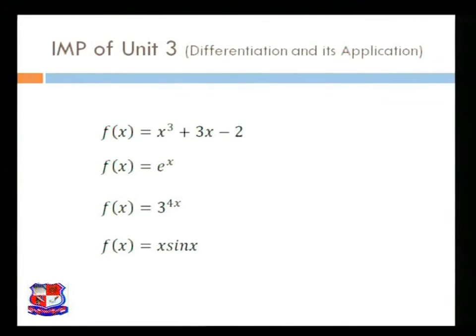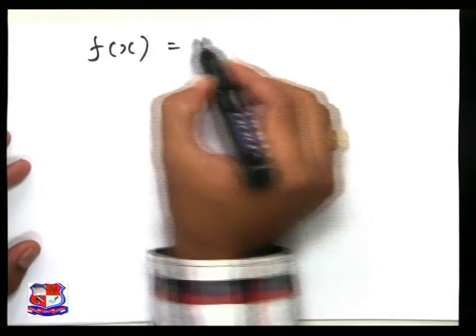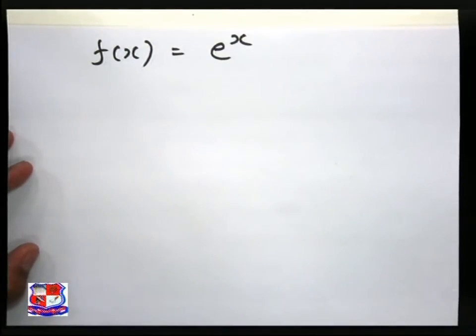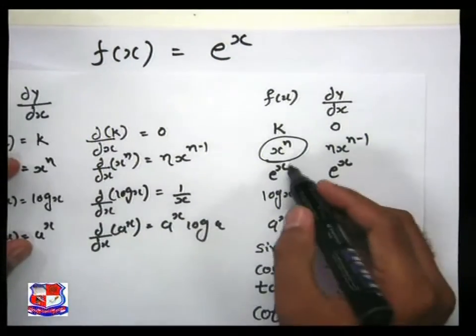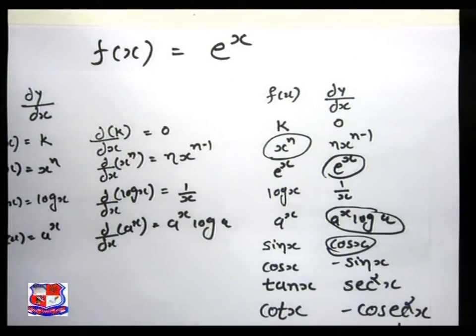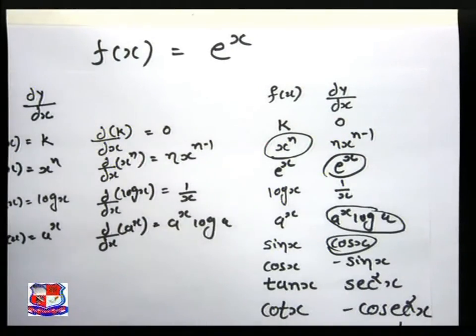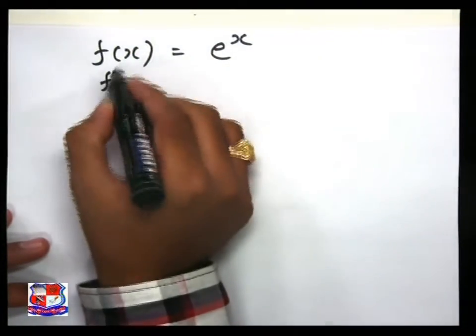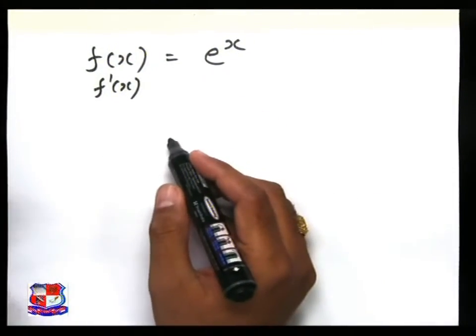Our next question is f of x equal to e raised to x. So first of all we write it, f of x equal to e raised to x. We already know the answer with the direct method: the differentiation of e raised to x is nothing but e raised to x. So our answer is e raised to x, but we cannot directly write the answer, we want to prove it using our first method.